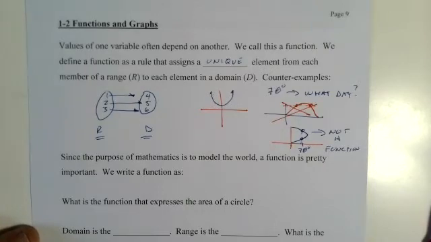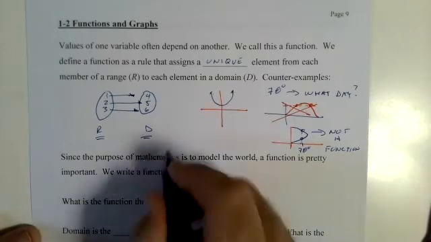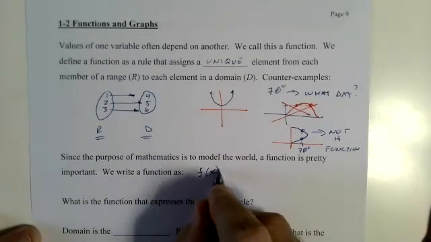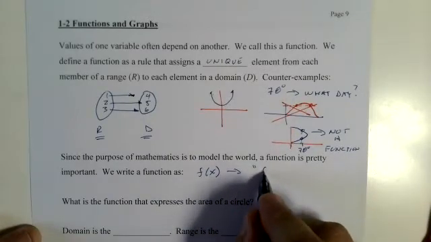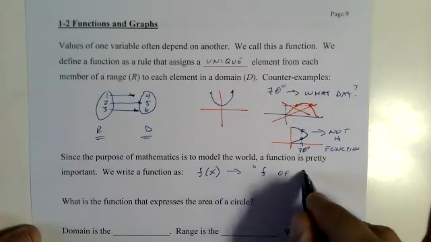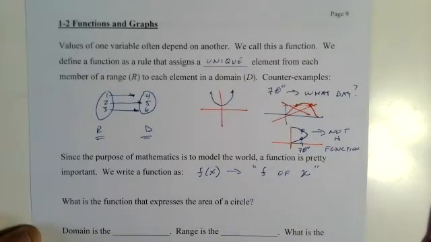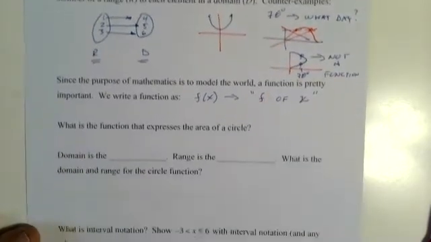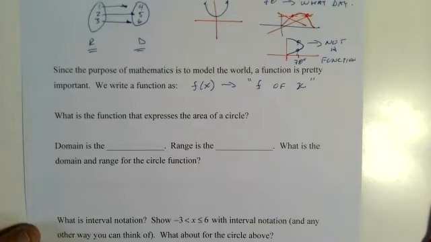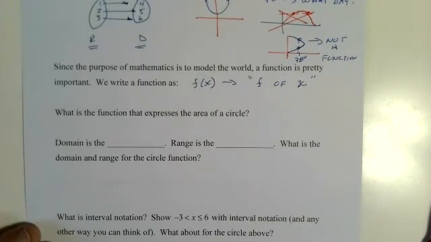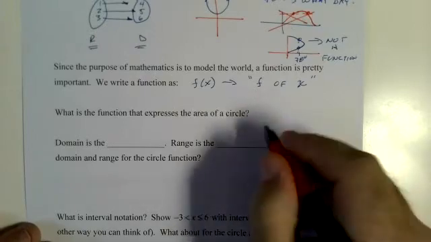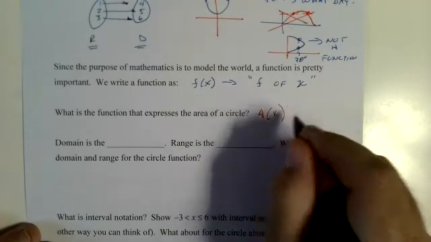The purpose of mathematics is to model the world, so a function thing is kind of a big deal. We write a function like this, and now we can assume that it doesn't break this rule. And we say it f of x. We don't say fx, we say f of x. So for example, what is the function that expresses the area of a circle? And more to the point, what is the variable? So that's kind of important because we're going to do a lot of calculus where there's no variable and people get lost. So the variable is r.